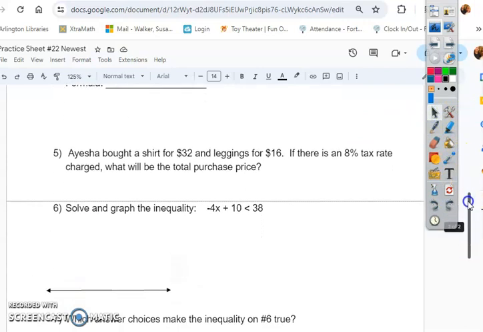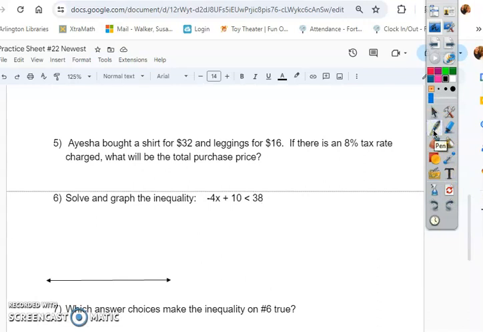Okay, number 5. This says, Aisha bought a shirt for $32 and leggings for $16. If there is an 8% tax rate charged, what will be the total purchase price? Guys, so remember, total almost always tells us we will be adding if we're trying to find the total. Okay? So in order to find our total, we need a subtotal. So we need to add these items first. Okay? So hopefully you know that's 48. We call this our subtotal. This is not the final price.